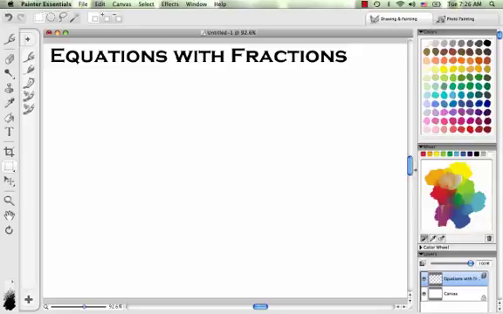Okay, let's work on some equations with fractions. We're going to solve equations that have several fractions in them, or have more than one fraction in them.